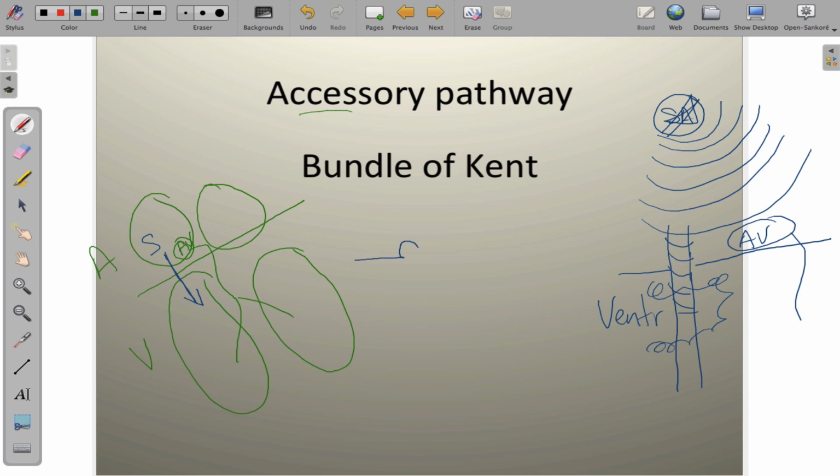Normal QRS, you get a P wave. The SA node depolarizes, and it causes a P wave to show up on the EKG.